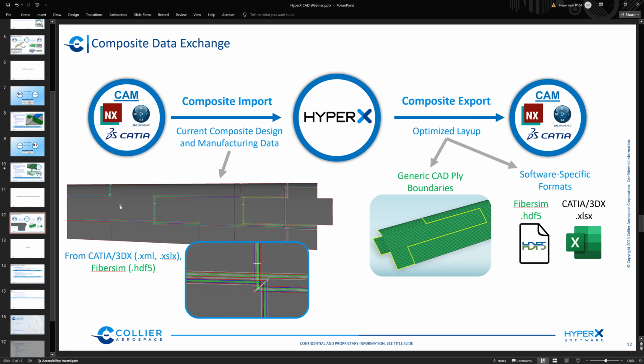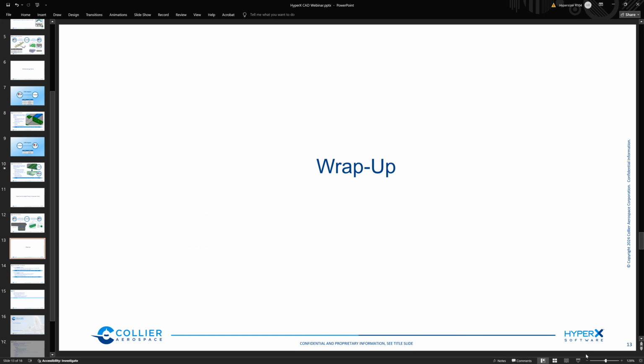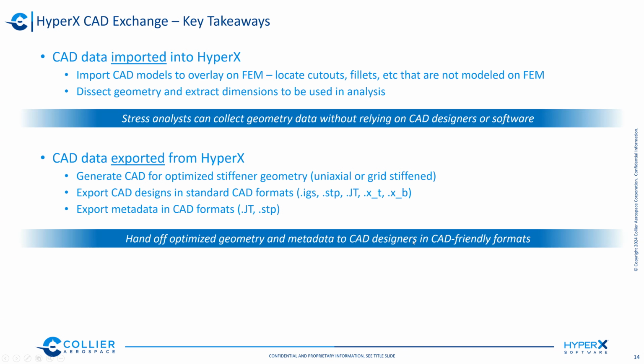We'll likely have another webinar covering this, but there's a very similar parallel story to be told with composites specifically. We can import ply boundaries and export ply boundaries in a very similar manner to what I've shown today with stiffeners. And then moving on to the wrap-up slide here.